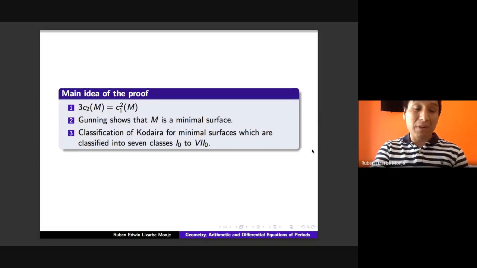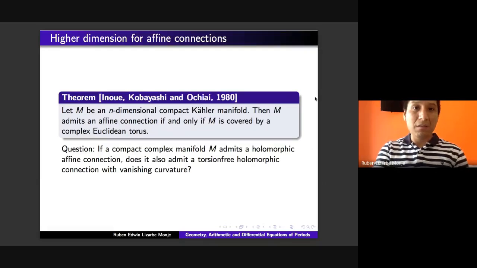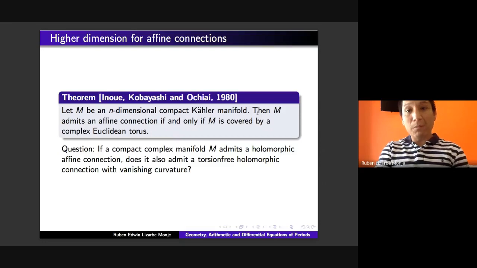In higher dimension, for affine connection, for example, if M is a compact Kähler manifold, Inoue, Kobayashi, Ochiai in 1980 proved that M admits an affine connection if and only if M is covered by a complex Euclidean torus. But in general, without the Kähler condition, the problem is very hard.